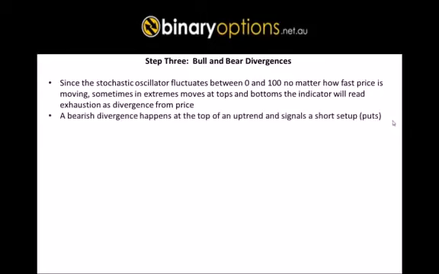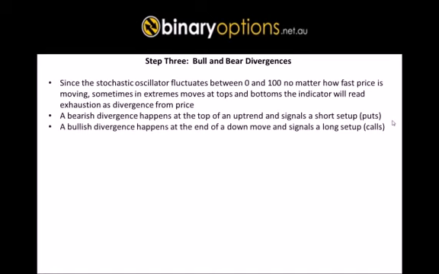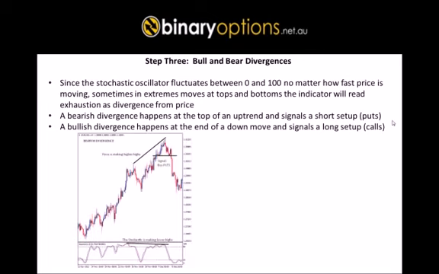A bearish divergence happens at the top of an uptrend and signals a short setup to buy puts, and a bullish divergence happens at the end of a down move and signals a long setup to buy calls. This is an example of a bearish divergence. As you can see, price is making higher highs and the stochastic is making lower highs. When price reverses and takes out the previous low, we have a signal to buy puts. Okay, this is a very typical and very normal bearish divergence with an oscillator.